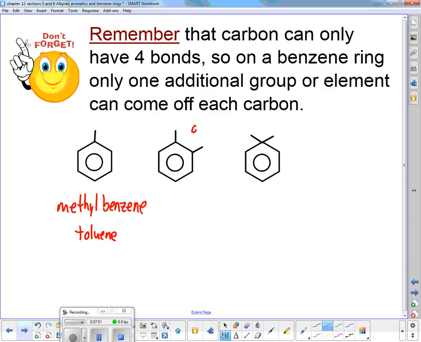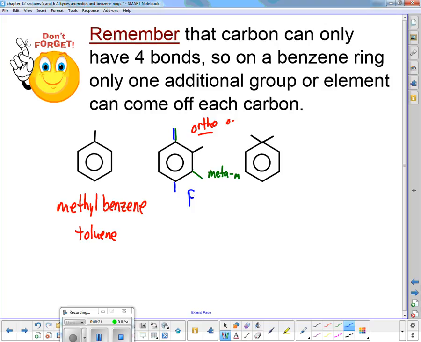This position right here is known as ortho, and the way I remember it is orthodontics are trying to get teeth as close as possible, and so we put an O in front of something if it's ortho. If it is in this position with the green here, that would be meta. I just met you, and so I need a little space. And then if it's in exactly opposite, that becomes a para. So I'm para, I'm exactly opposite.